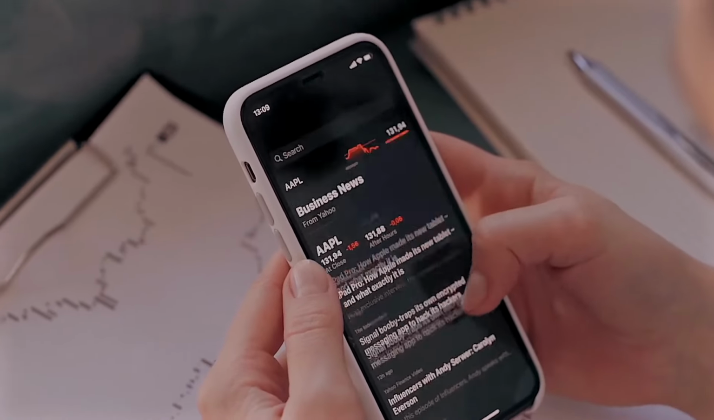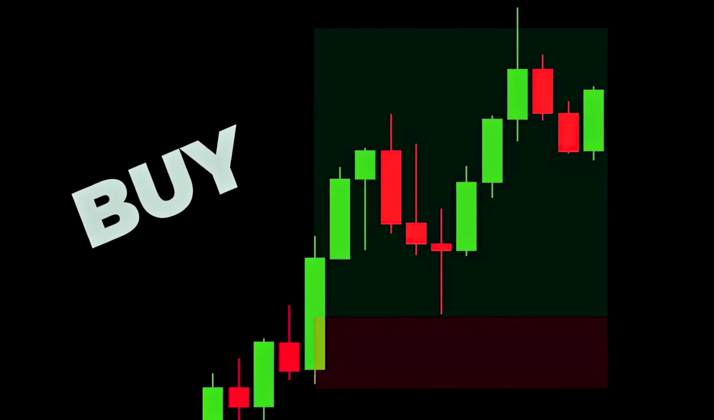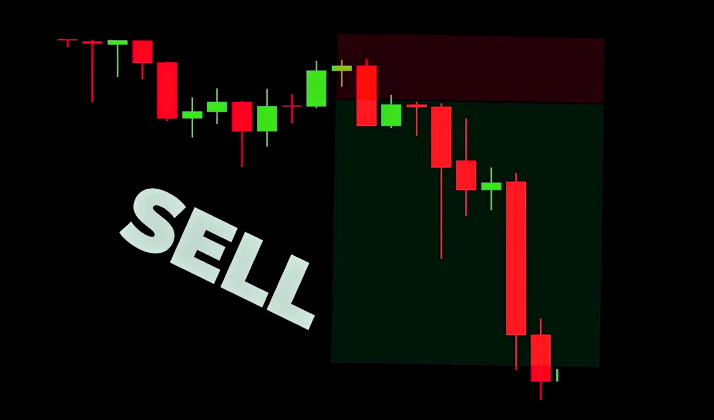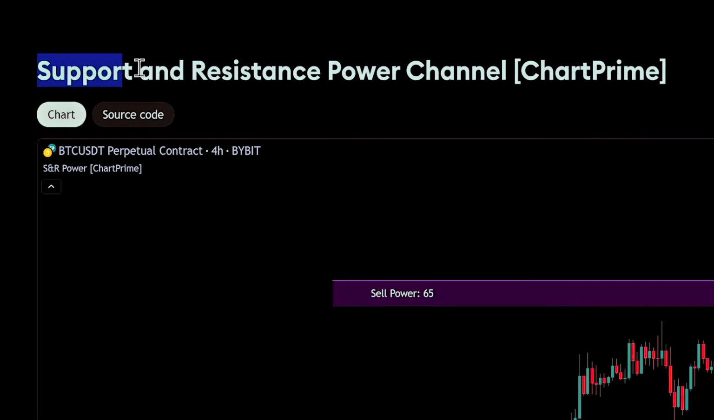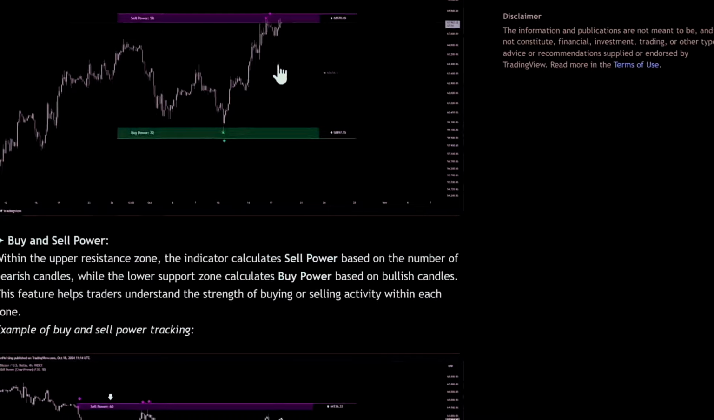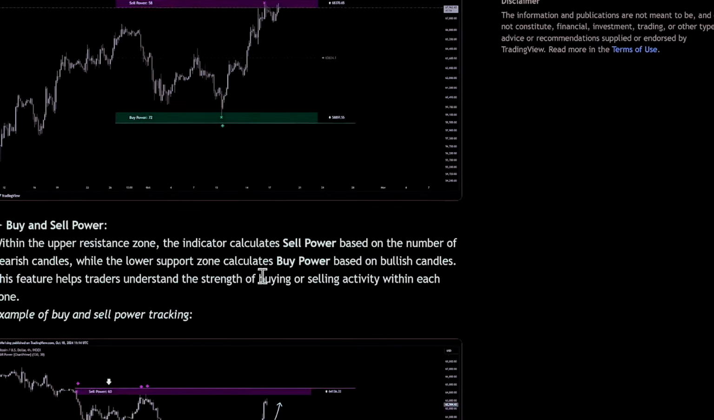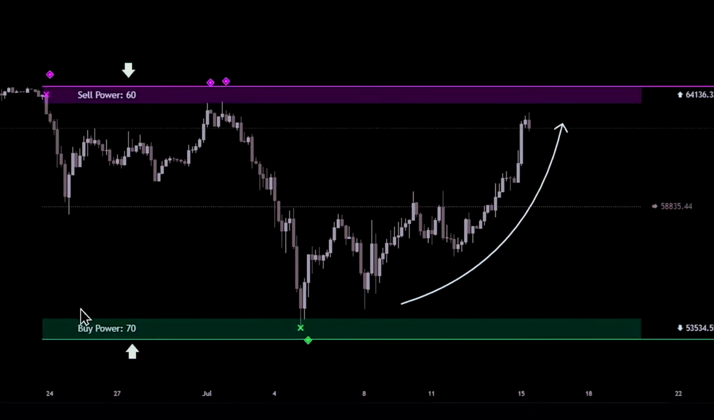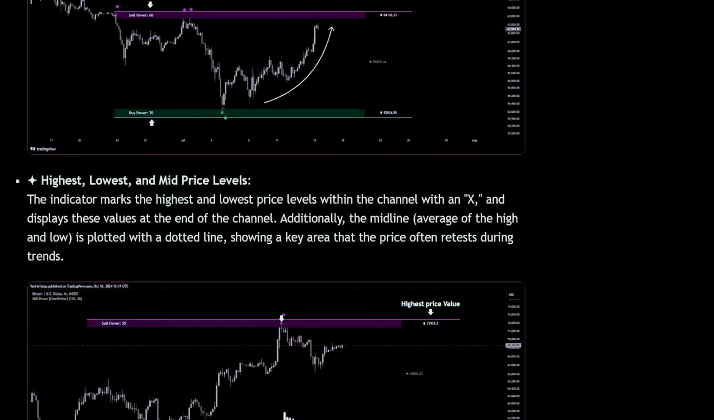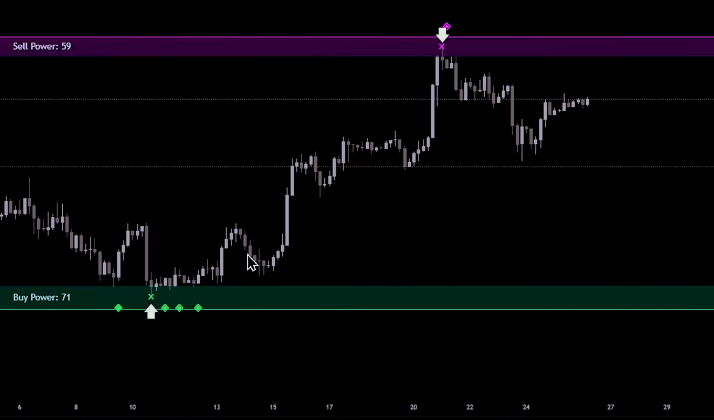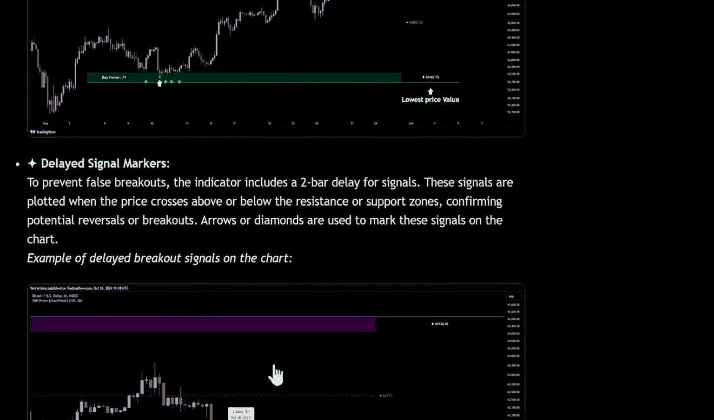Are you looking for a tool that helps you figure out when to buy and sell without overcomplicating things? Well, today we're checking out an indicator that does exactly that. It's called the Support and Resistance Power Channel by my favorite, ChartPrime. This handy indicator highlights the most important support and resistance zones, shows you how much buying or selling pressure exists in those areas, and even provides potential reversal signals. In this walkthrough, I'll break down what this indicator does and how you can start using it in your trading.